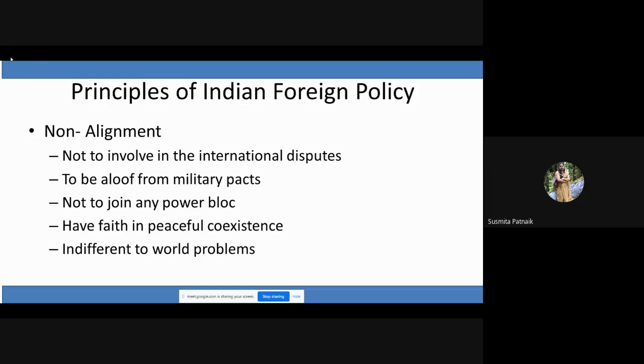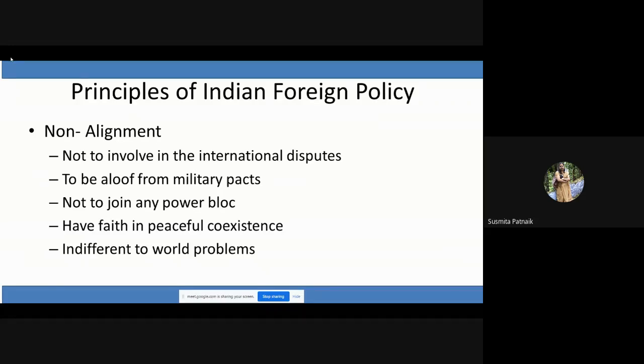In that period, in 1954, Jawaharlal Nehru, with the help of four other leaders, Nasser from Egypt, Tito from Yugoslavia, Sukarno from Indonesia, and Nkrumah from Ghana, wanted to form what is called the non-alignment movement. What do you mean by non-aligned? These five countries are the major countries, and the rest of the countries were also invited to be members of the non-alignment bloc. These non-aligned countries have different principles and objectives. This is the first principle of India's foreign policy.